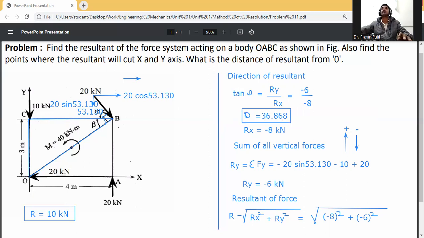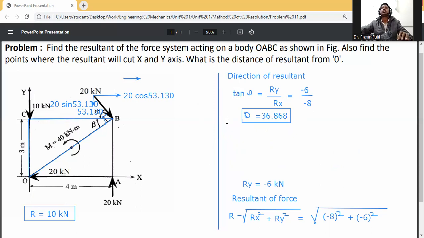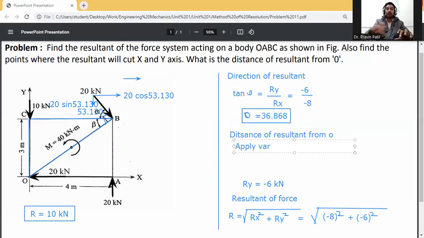Okay, direction of resultant. So now calculate the location of the resultant with respect to x and y. The question was, what is the distance of the resultant from O? So now apply Varignon's theorem.